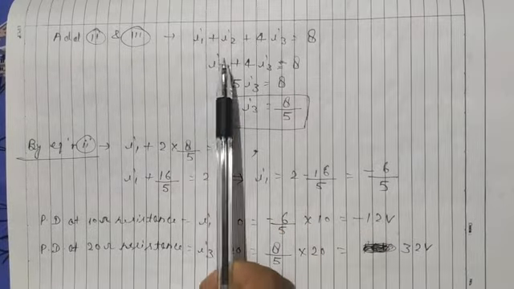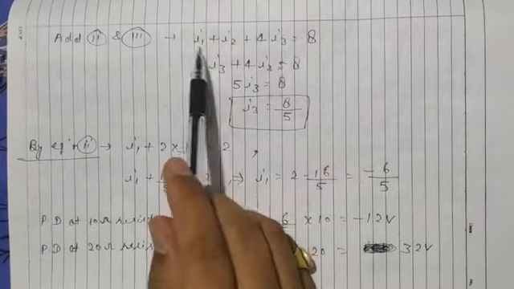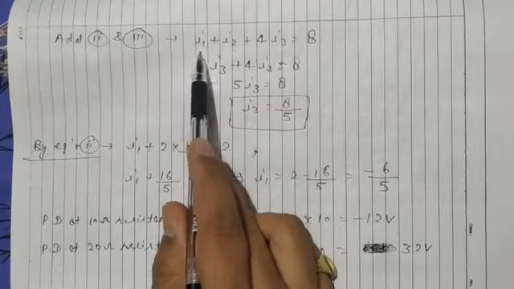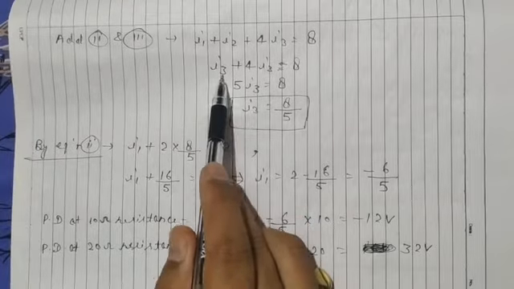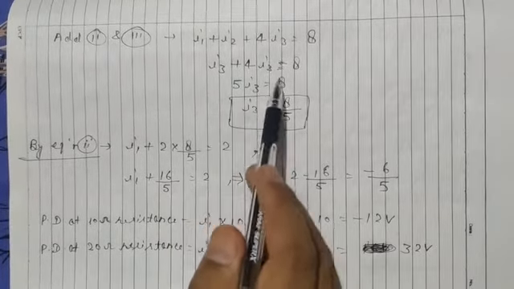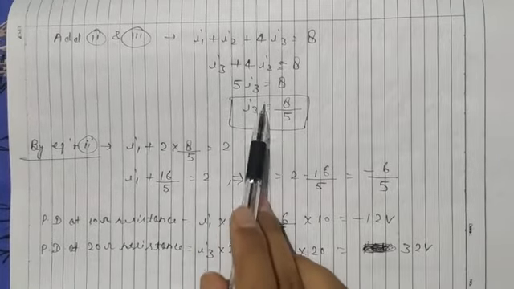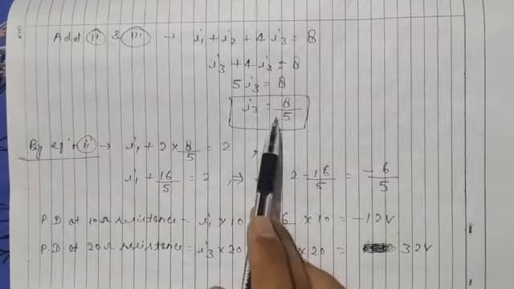And from equation number first, I1 plus I2 is equal to I3. So in place of these two, we can write I3. I3 plus 4I3 is equal to 8. 4 plus 1, 5 I3 equal to 8. I3 is equal to 8 upon 5. This is the value of I3.